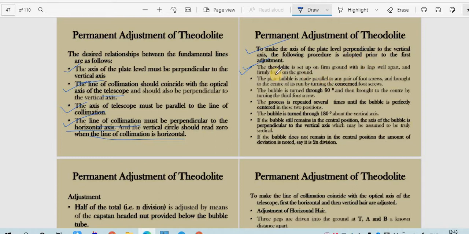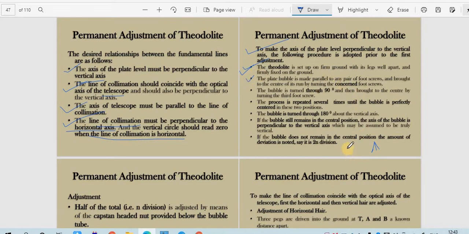Firstly, you will have to set up the theodolite on the tripod. You have got your three legs of the tripod. You will firmly fix two legs in the ground, and you will move the third leg approximately so as to bring the bubble to the center. That is the approximate leveling with the help of your tripod stand. Then you do the leveling with the help of your foot screws.